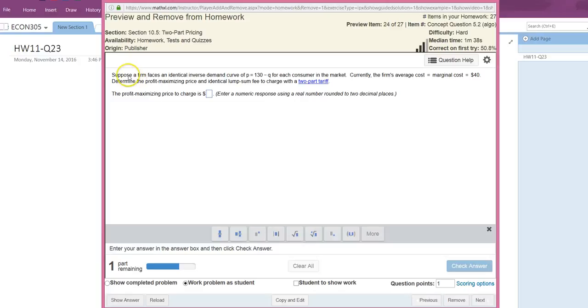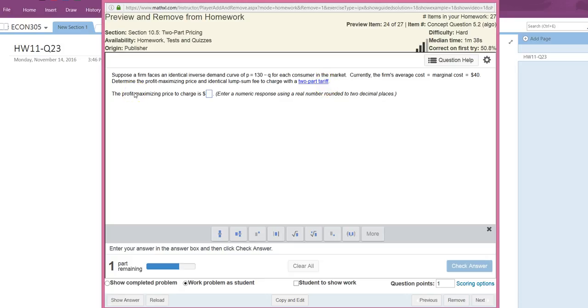This is question number 24 of homework 11 on chapter 10. Suppose a firm faces an identical inverse demand curve of P equals 130 minus Q for each consumer in the market. Currently, the firm's average cost equals marginal cost equals $40. Determine the profit maximizing price and identical lump sum fee to charge with a two-part tariff.